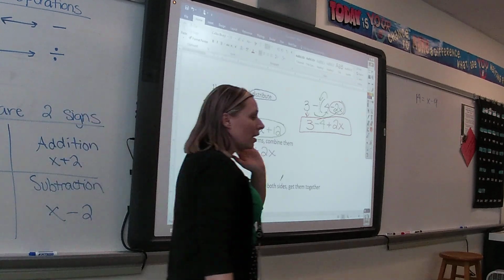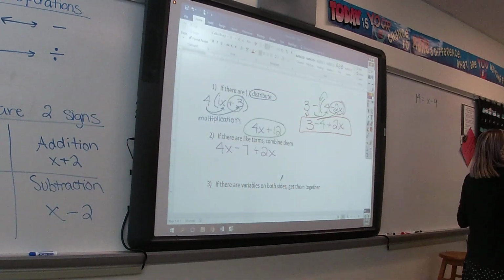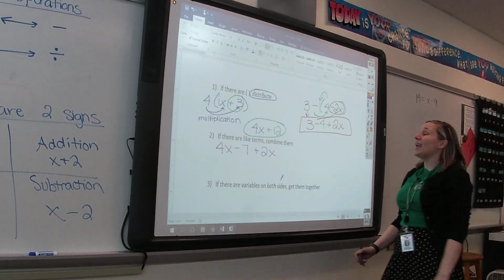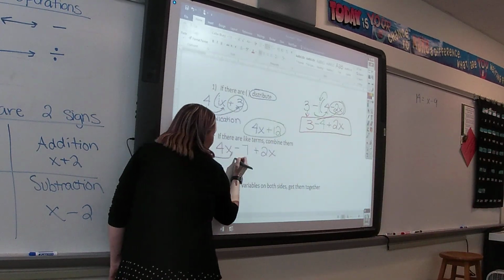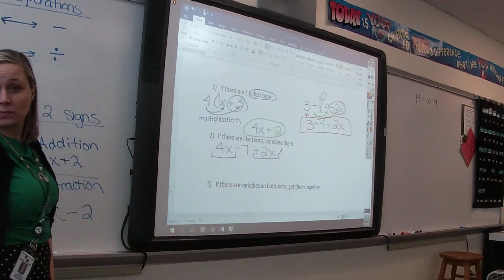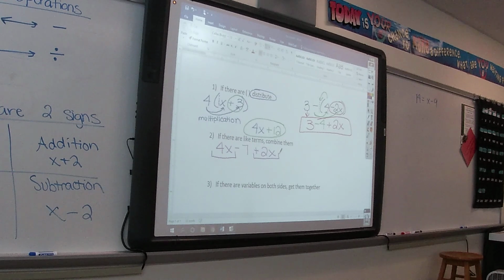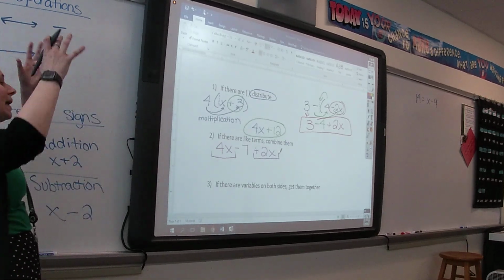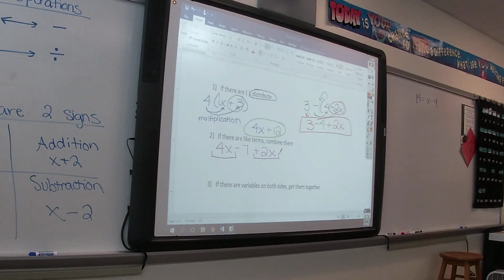Okay, so here's a math thought of the day. What are like terms? What makes them the same? They have the same variable. Okay, so they have the same sort of label. They have the same variable attached to it. So we can get things together if they are alike.